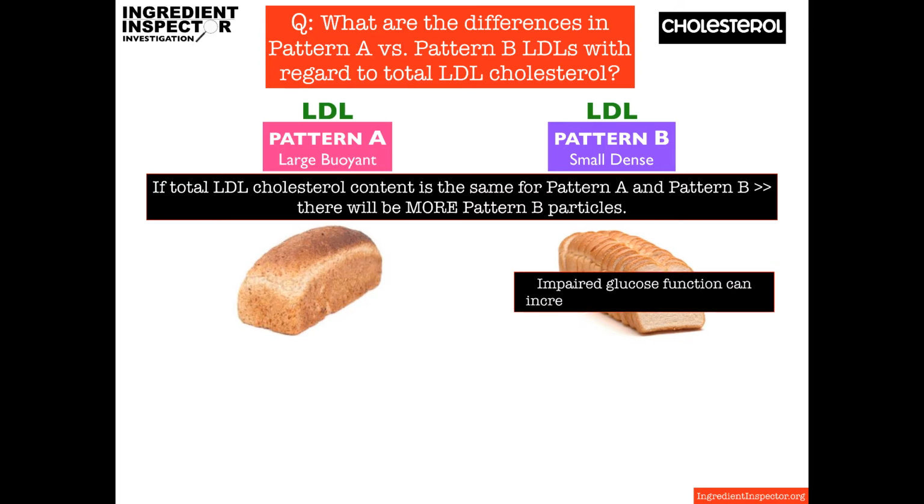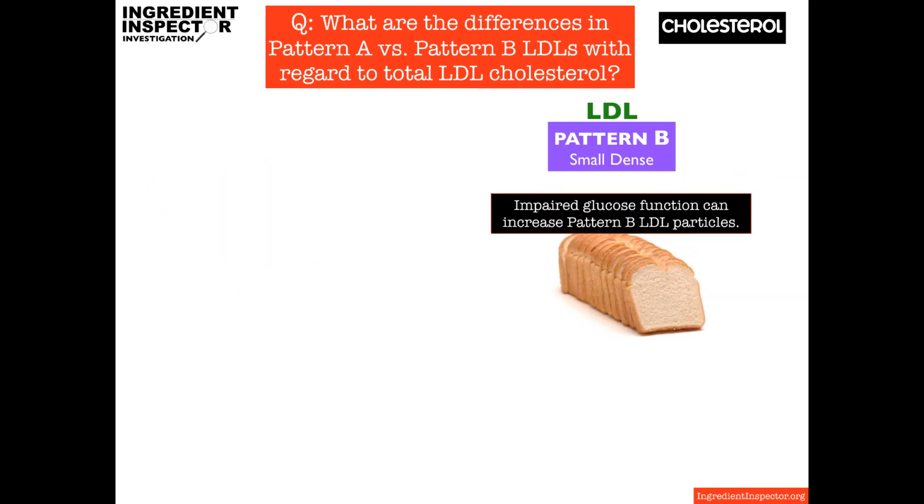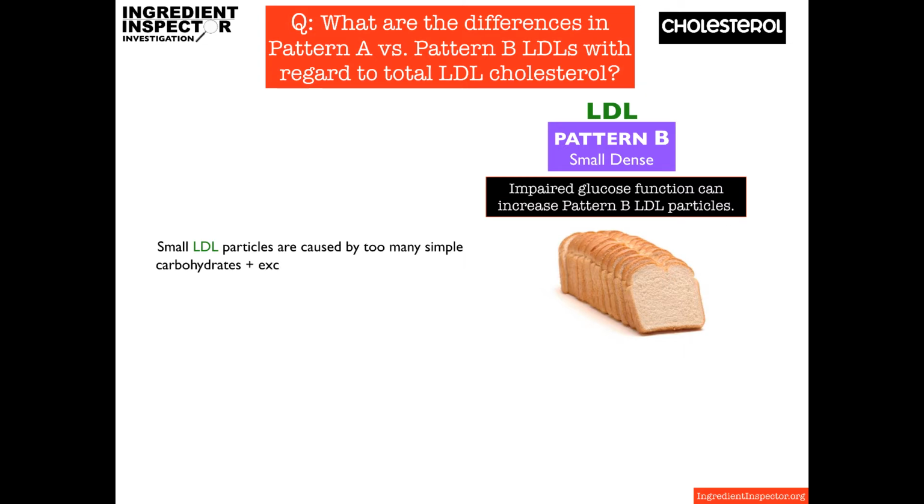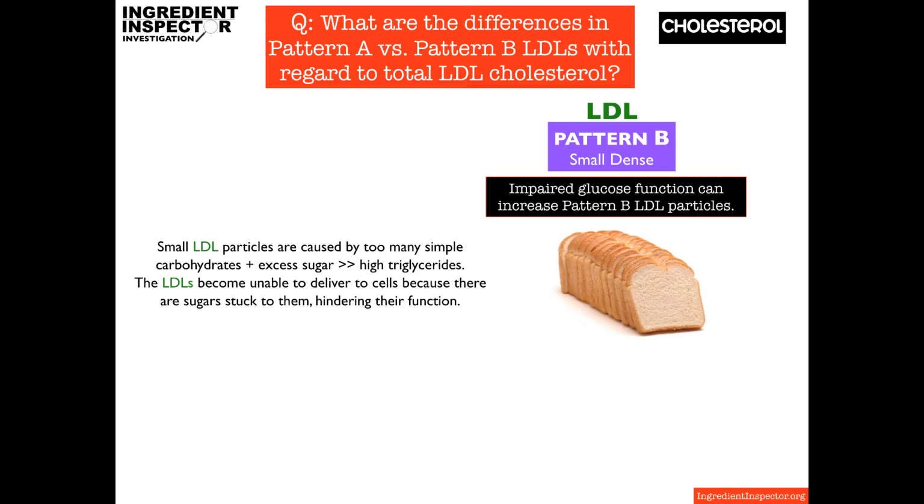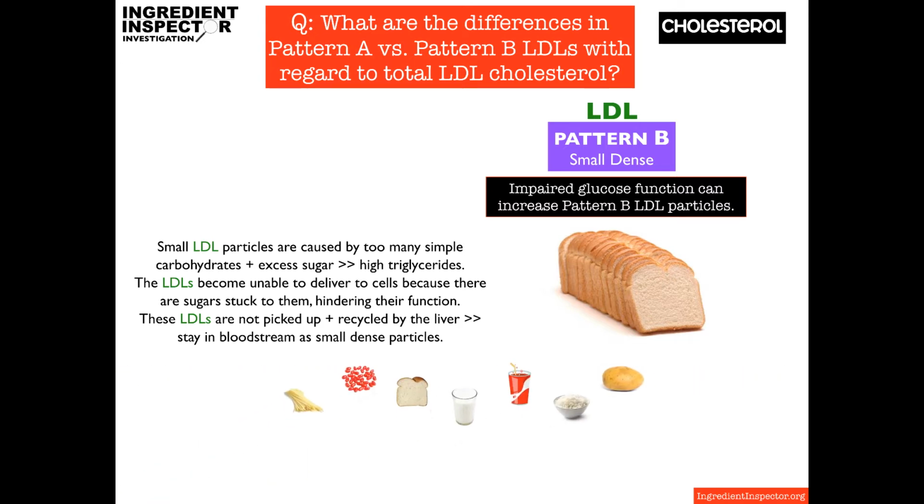Impaired glucose function can increase Pattern B LDL particles. Small LDL particles are caused by too many simple carbohydrates and excess sugar, which leads to high triglycerides. The LDLs become unable to deliver to cells because there are sugars stuck to them, hindering their function. So these LDLs are not picked up and recycled by the liver, and they stay in the bloodstream as small, dense particles. These are the types of foods that are simple carbohydrates that can lead to high triglycerides.